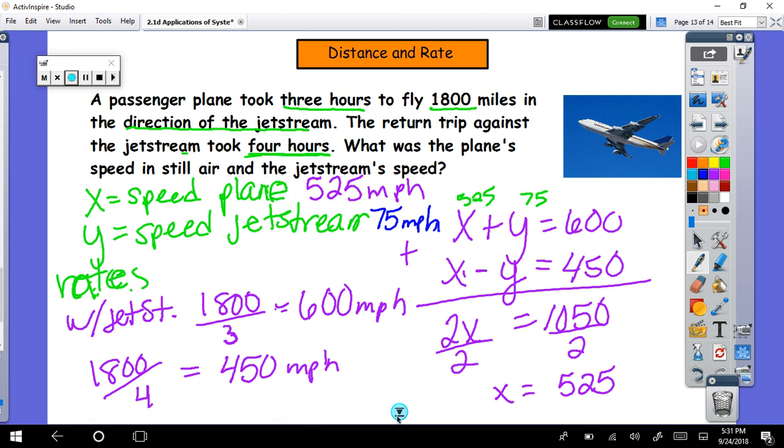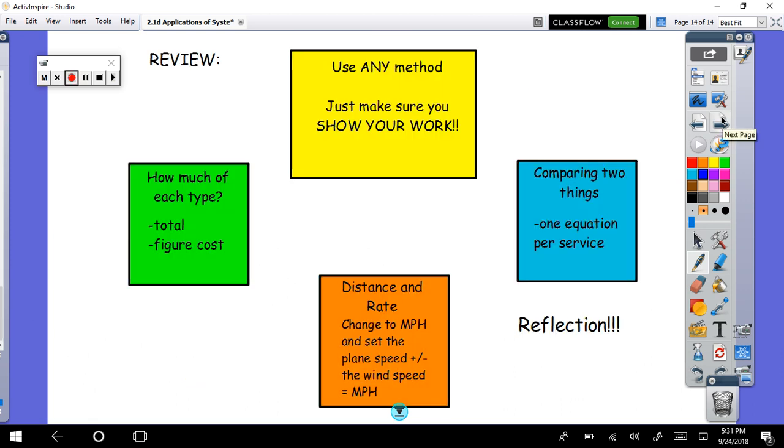Okay, you should have a worksheet that matches the applications of systems worksheet. And you're going to want to decide which type you have and how much of each type. You want to do the total equation and then your cost equation. Distance and rate, change it to miles per hour and set the plane speeds and the wind speeds together equal to those miles per hour. You're going to have one equation with a plus and one equation with a minus. The one with the plus will be the one that's going faster because they're working together.